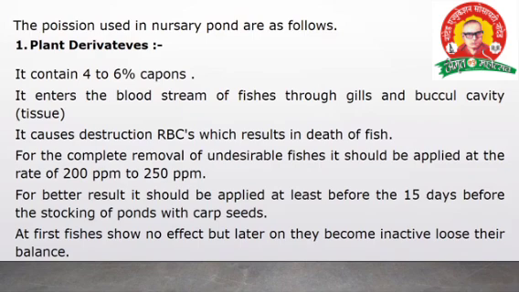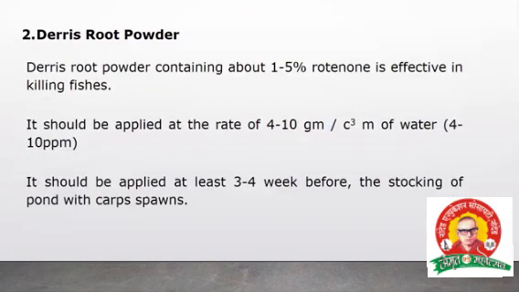One thing is that plant derivatives are also used in some states, at 4 to 6%. They enter the bloodstream of the predator fishes through the gills and buccal cavity, and they cause mortality. Derris root powder is one example used in Assam and Manipur; derris root powder containing about 1 to 5% rotenone is effective in killing fishes.